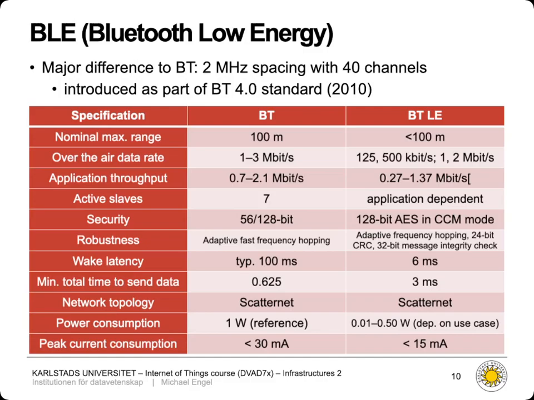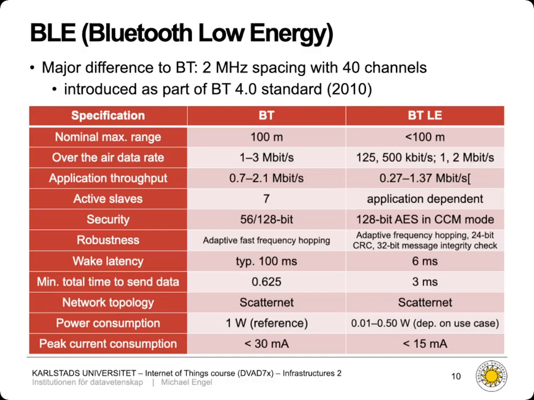So you have several different defined data rates between 125 kilobit per second and 2 megabits per second. Essentially, the application throughput is a bit lower than this because in the end, of course, you have some overhead that is deducted here. The number of active slave devices in the Piconet is restricted to 7 in Bluetooth. Bluetooth LE is more flexible and makes this application dependent. Bluetooth LE also updated security in comparison to Bluetooth. Bluetooth has either 56 or 128-bit encryption, whereas Bluetooth LE always has 128-bit AES encryption in the most common mode, which is called CCM.